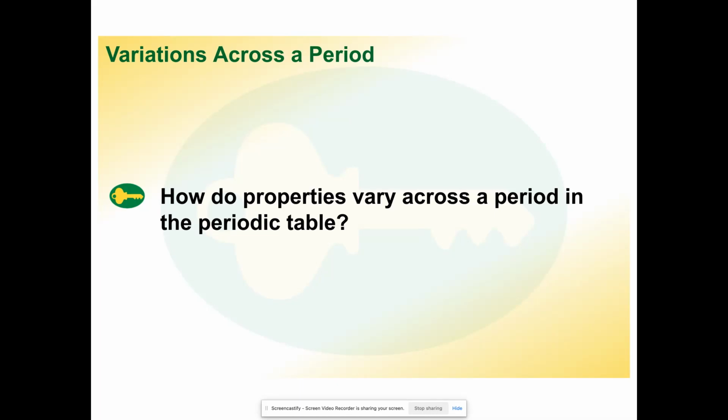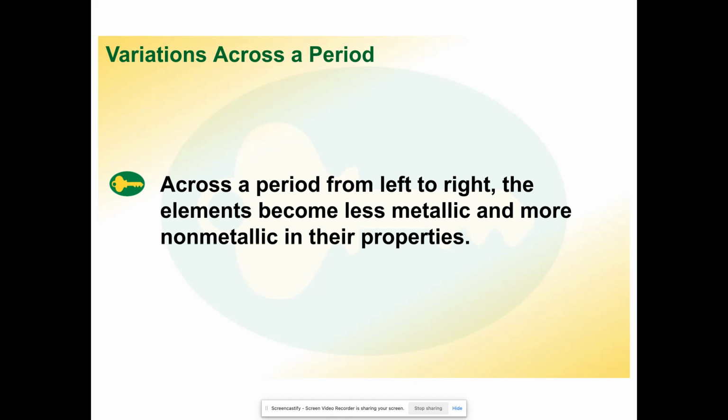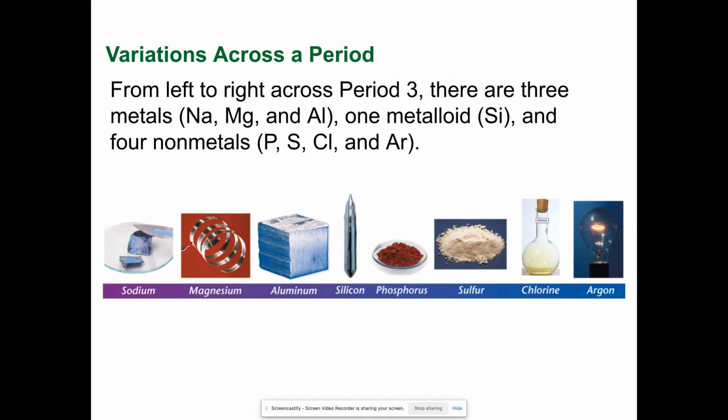So it says, how do properties vary across a period in the periodic table? Well, across the period from left to right, it becomes less metallic. See all the green stuff over there? That's the metals, all the way to the left, group 1, group 2. And as you move all the way over to group 18, they become less and less metallic. So left to right, period 3. This is just row 3 on the periodic table.